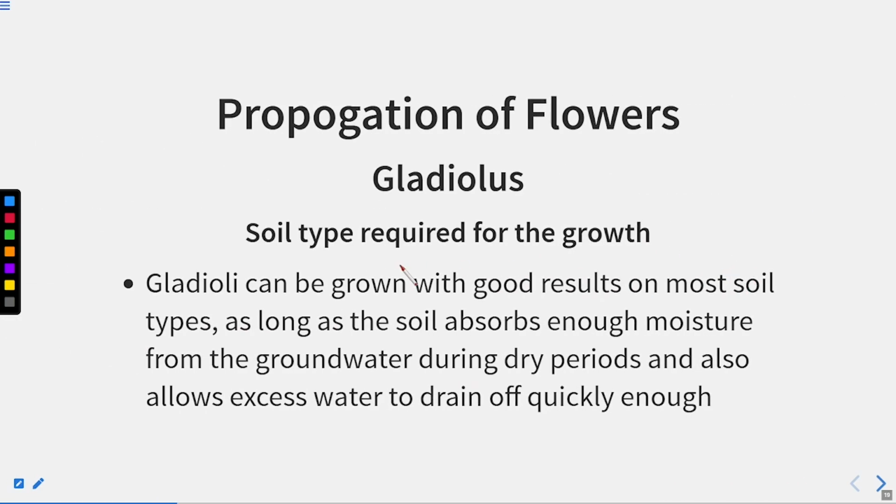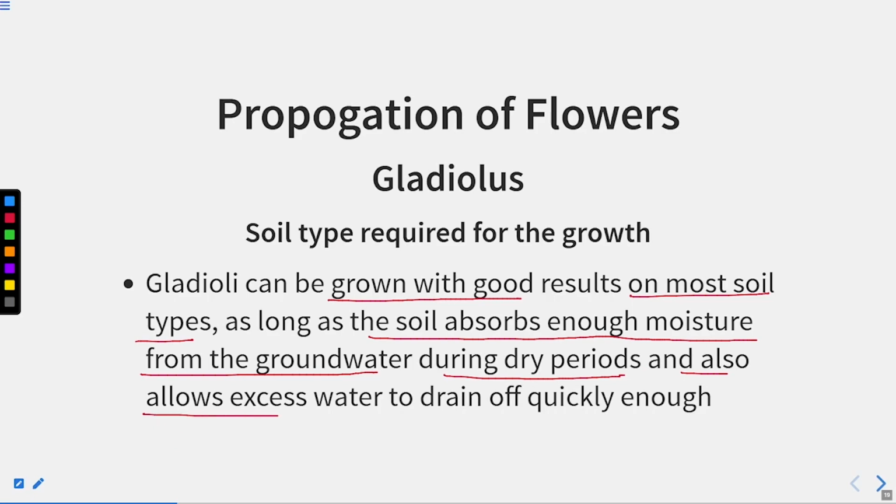Soil type required for the growth. Gladioli can be grown with good result on moist soil types as long as the soil absorbs enough moisture from the groundwater during the dry period and also allows excess water to drain off quickly enough. So the soil should always be moist because it can absorb enough moisture from the groundwater and make it available to the growing plant, right? And during the dry period it also allows excess water to drain off quickly.